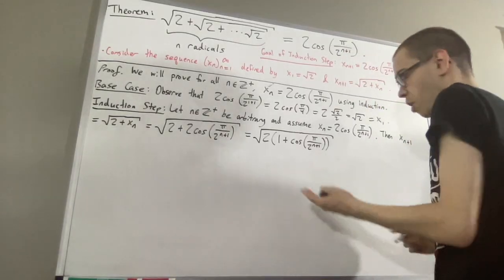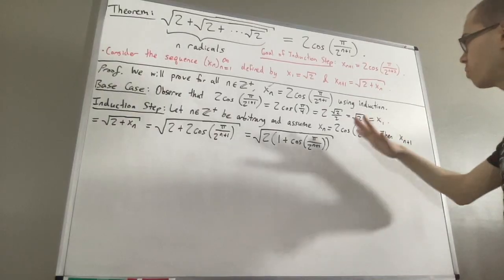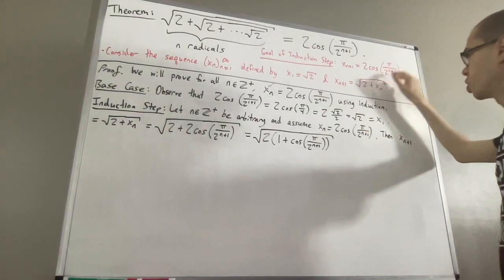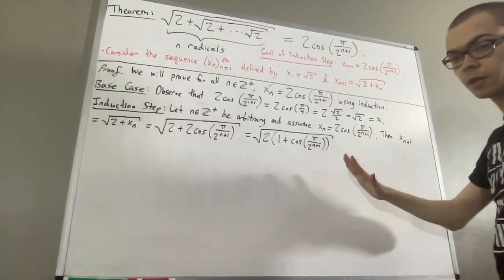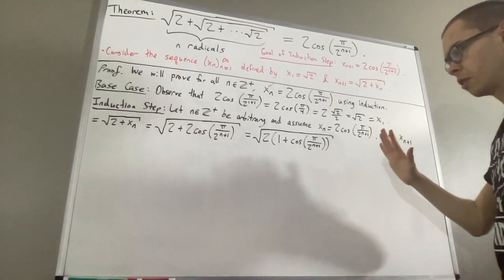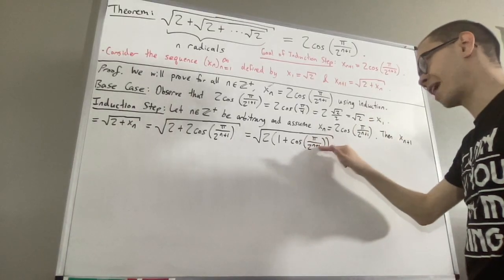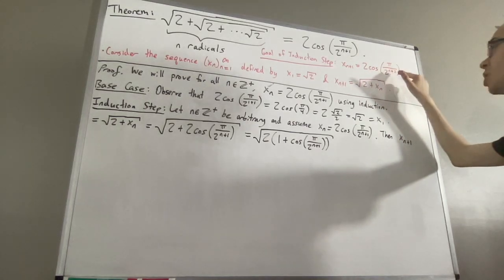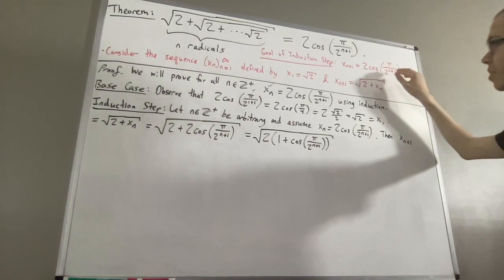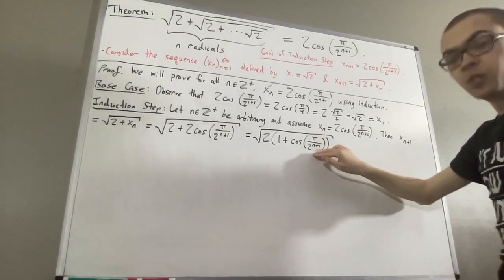But now you're probably thinking, where do we go from here? Well, we want to bring cosine of pi over 2 to the power of n plus 2 into our work. And to do that, is there some sort of relationship between cosine of pi over 2 to the power of n plus 1 and cosine of pi over 2 to the power of n plus 2? Notice the arguments differ by a factor of 2.